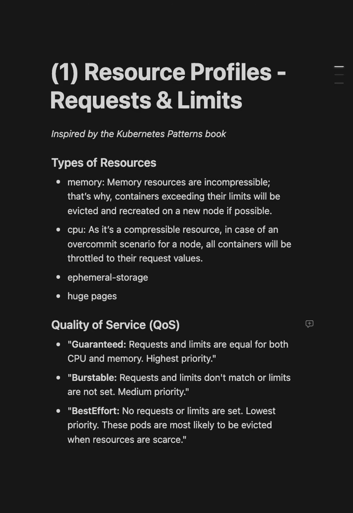So there are 3 of them. Guaranteed: if the requests and limits are equal for both CPU and memory, the pod gets highest priority. Burstable: if the requests and limits do not match or limits are not set, the pod gets medium priority. And best effort: if no requests or limits are set, the pod gets lowest priority. These pods are most likely to be evicted when resources are scarce.